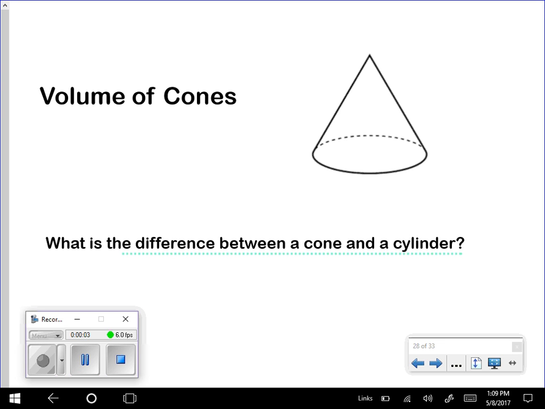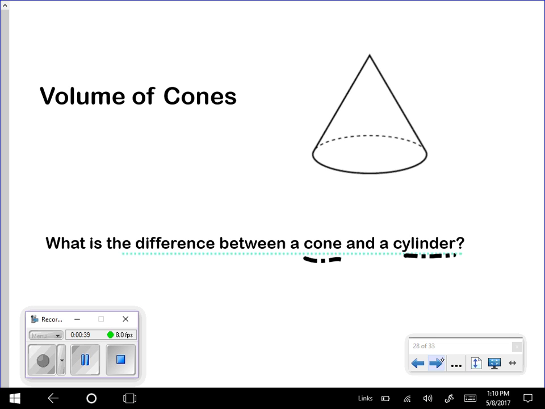Today we'll be looking at volume of cones. If you were in my classroom, we just did an example where we took a cone and we put water in the cone and we dumped that water into a cylinder to see the relationship between a cone and a cylinder, which you see here. I have the question to start today: what's the difference between a cone and a cylinder? If we can figure out the relationship between the two, we'll easily be able to figure out what the formula of a cone is in comparison to a cylinder.